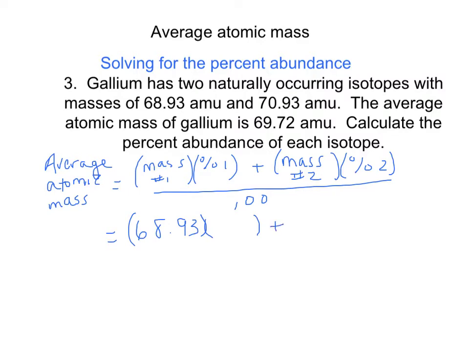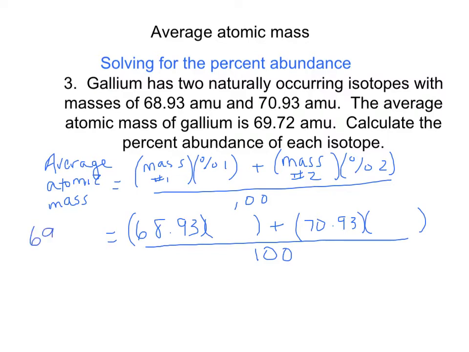Then our second isotope's mass here is 70.93. And then we'll figure out what our percent abundance is there. We divide all of this by 100, and it's equal to our average atomic mass, which is 69.72, which also can be found on the periodic table.